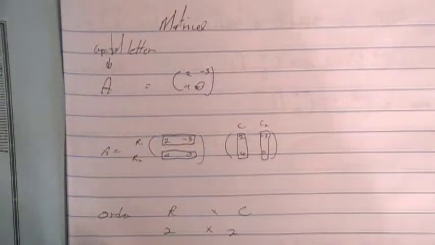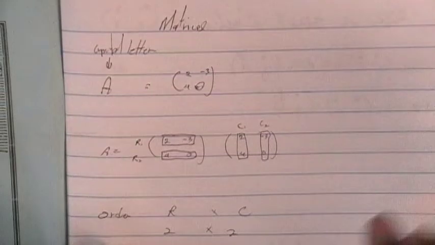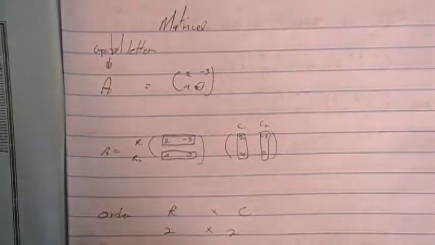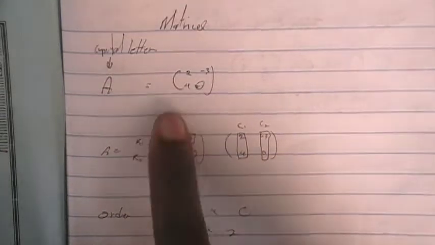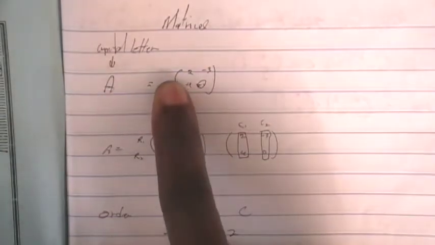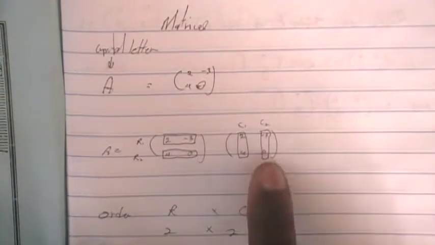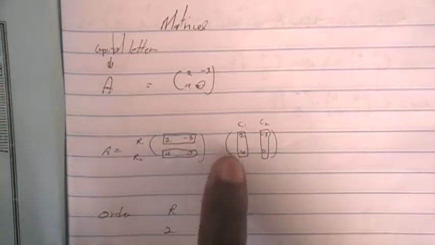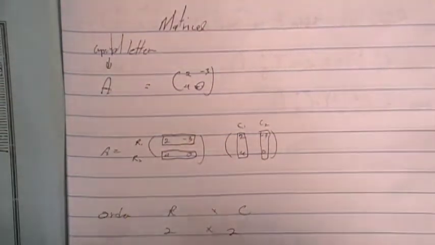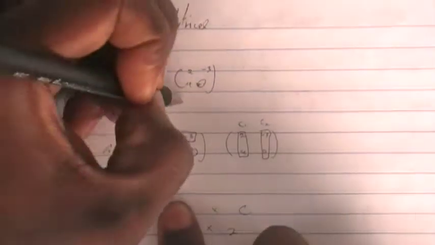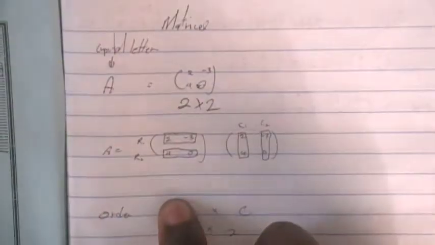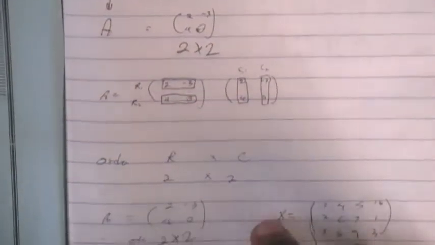Alright, now the first thing you need to know about a matrix is the order of a matrix. The order of a matrix is the amount of rows times, or multiplied by, the amount of columns. And if you look at this matrix A here, it has two rows. Rows means across, horizontal; columns means vertical. And it also has two columns. So the order of this matrix is 2 by 2. It's a 2 by 2 matrix, 2 rows times 2 columns.